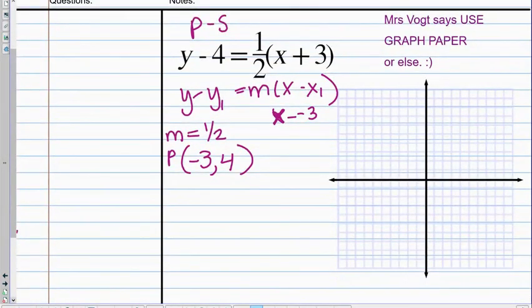So how can I graph now? Well, I have a point, so I'm going to find it. -3, move backwards 3, +4, move up 4, and I'm going to put that point right on my graph. And now that I have 1 point, I'm going to use my slope. I'm going to go up 1 over 2, up 1 over 2. Okay, you don't have to change this into slope intercept form.